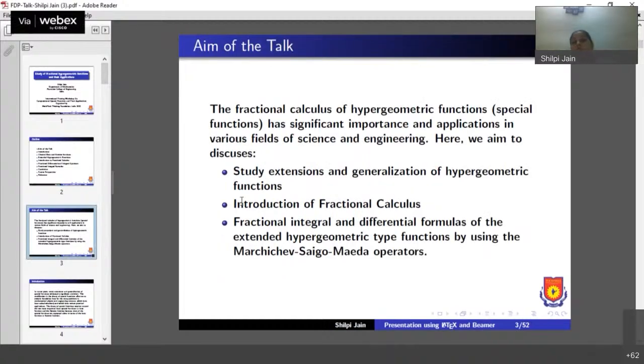The fractional calculus of hypergeometric function has significant importance and application in various fields of science and engineering. Here we aim to discuss in this talk the study, extension and generalization of hypergeometric functions, introduction of fractional calculus, and fractional integral and differential formulas of the extended hypergeometric type functions by using the Saigo operators. We will discuss these one by one.